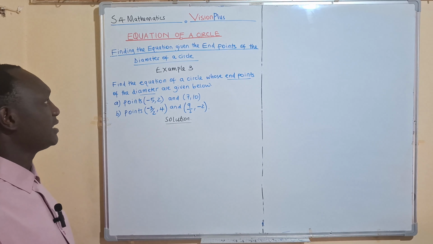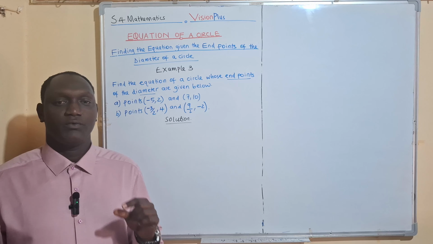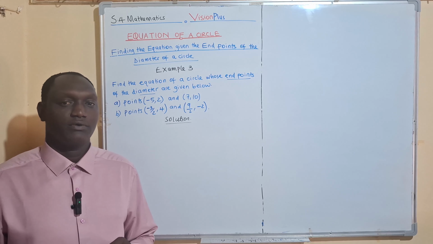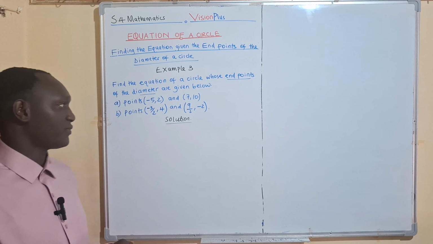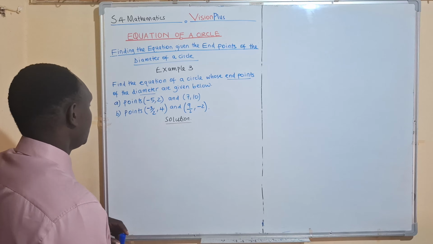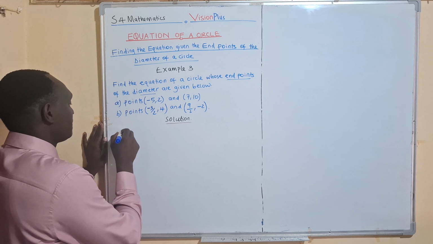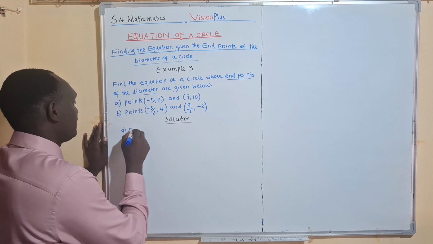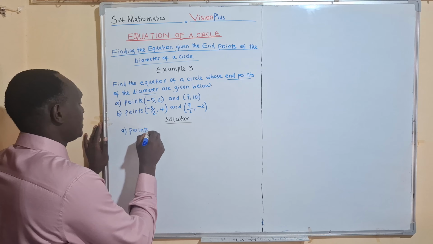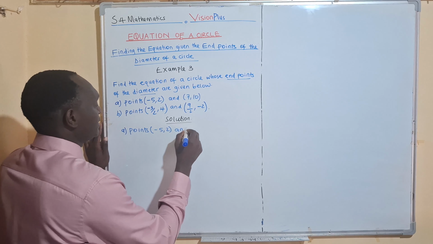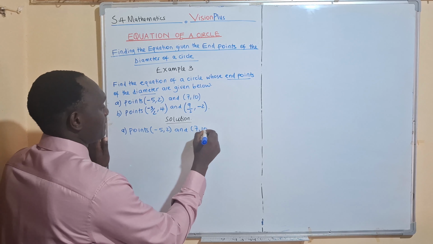We are looking at how we can find the equation of the circle when we are given the endpoints of the diameter of that circle. Example 3 has given us two pairs of points. Part A, we are given the endpoints of the diameter as -5, 2 and 7, 10.